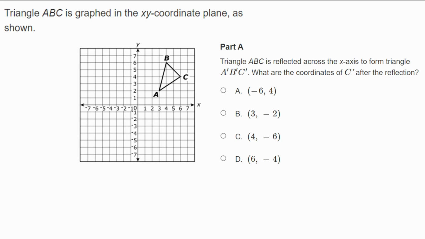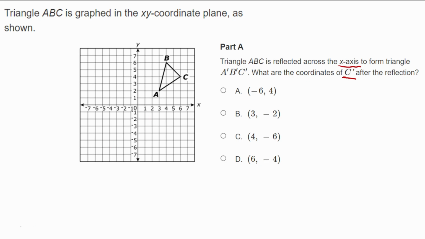So on this problem, it's saying triangle ABC is graphed in the XY coordinate plane as shown. Triangle ABC is reflected across my x-axis to form triangle A prime, B prime, C prime. What are the coordinates of C prime after the reflection? And what axis do we want? The x-axis. X-axis, right?